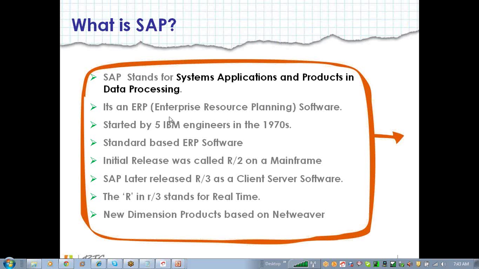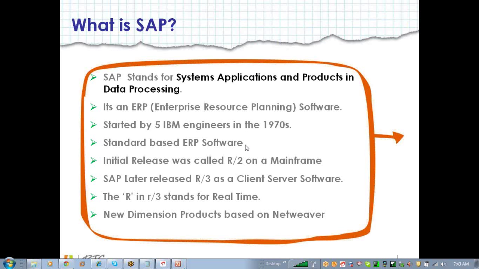So SAP also followed this ERP methodology. That's why we say that it's an ERP software. It was introduced in the 1970s, around 1972 exactly, based on ERP only. Initially they released the product as R2. R2 is real-time two-tier architecture. What is that? It's nothing but two layers. Earlier, before all the new technologies, we had the client-server architecture. So only two layers, that we call R2.